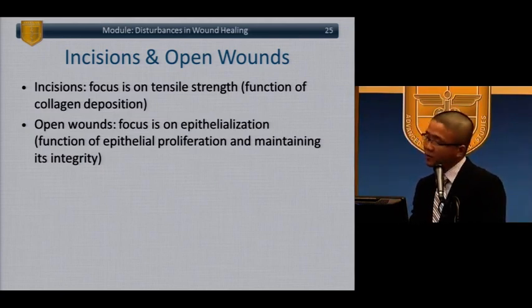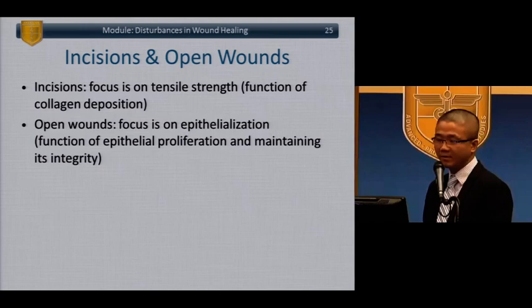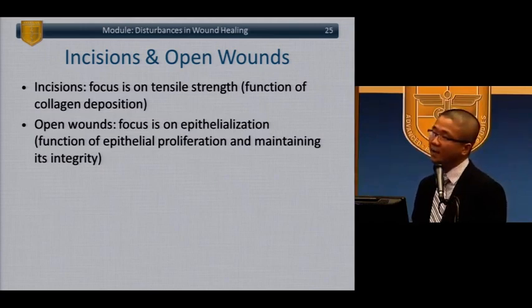Let's see, incisions and open wounds. So the differences here are some goals. Incisions, where focus is on tensile strength, right? Because we're literally talking about collagen deposition. But open wounds is focusing on epithelialization.